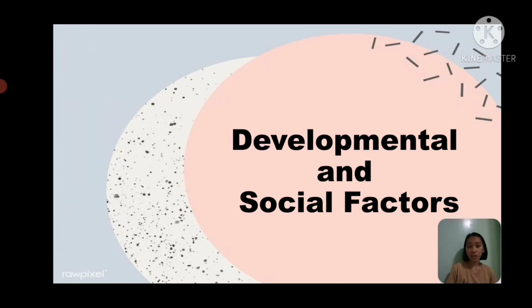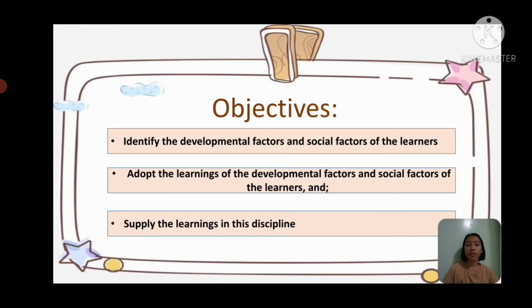And to finally introduce my topic: the developmental and social factors. Developmental, from the word develop, means a process or progress of learning, and social factors relates to human society. So here are the objectives of this subject. At the end of this lesson, the learners are expected to identify the developmental factors and social factors of the learners, adapt the learnings of the developmental factors and social factors of the learners, and lastly, supply the learnings in this discipline.